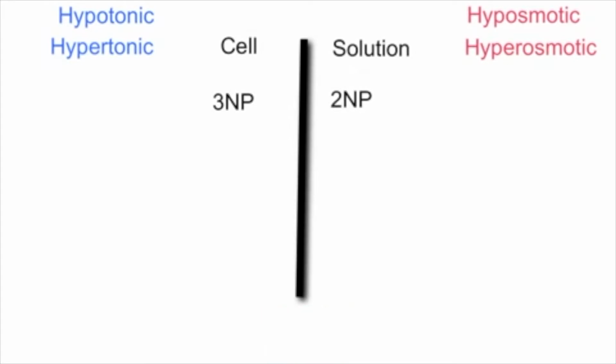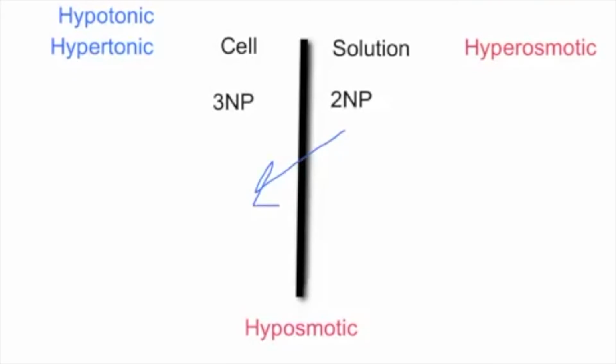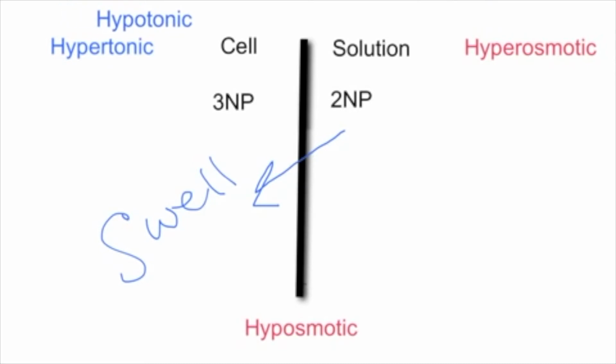In this example, the solution has 2 non-penetrating solutes, whereas the cell has 3. Therefore, we can conclude that the solution is hypoosmotic. With tonicity, again, we are looking at where the movement of water would be. Because there is a higher concentration inside the cell than outside, water would move inside the cell to create an equilibrium. This would cause the cell to swell. And if the cell swells, then the solution is hypotonic.